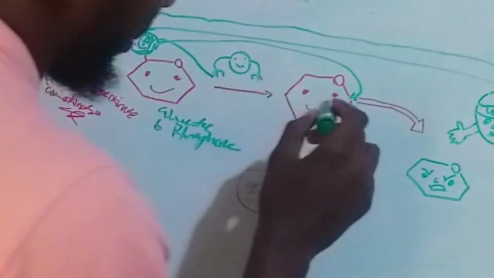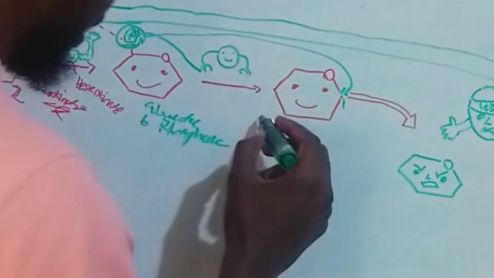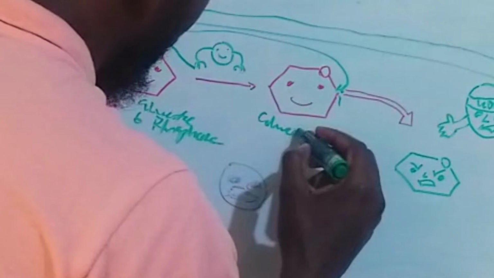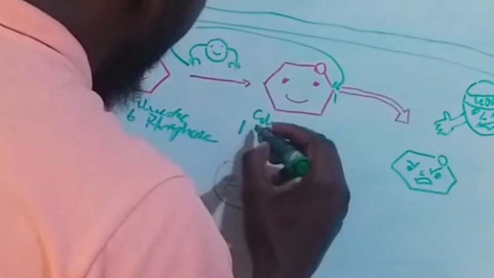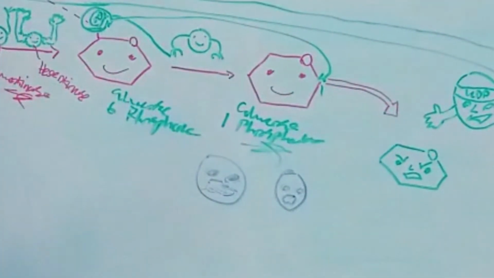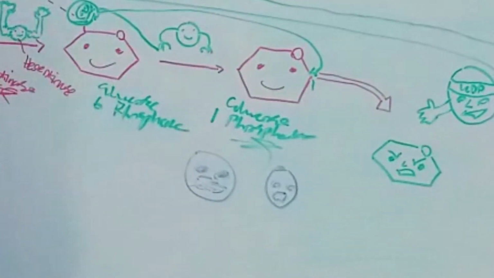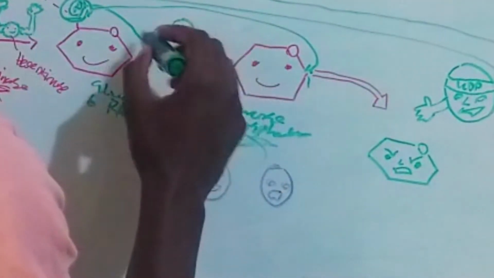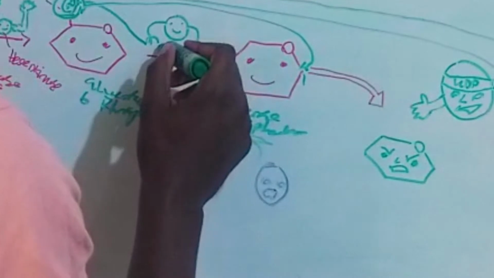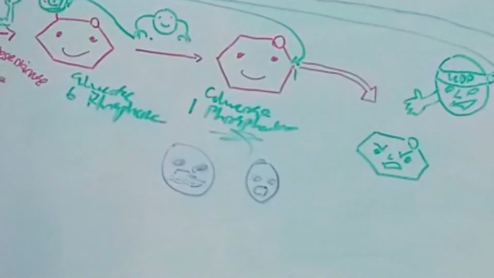This is carbon number 1. So what will be the name now? This will be glucose 1-phosphate. Okay, so now we've reached this point. This enzyme has rearranged them. This enzyme's name is phosphohexose mutase. That's the name of the enzyme that's responsible for this reaction over here.